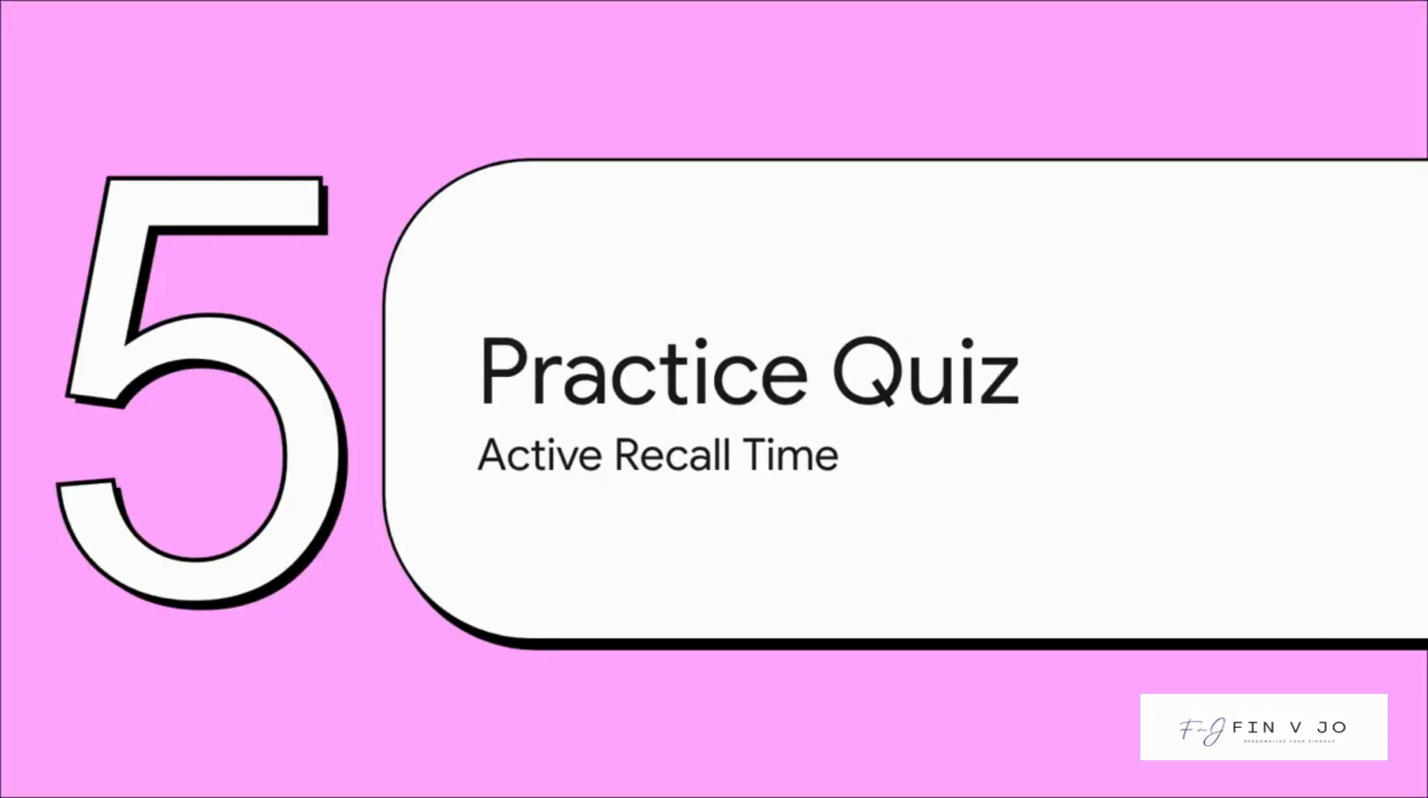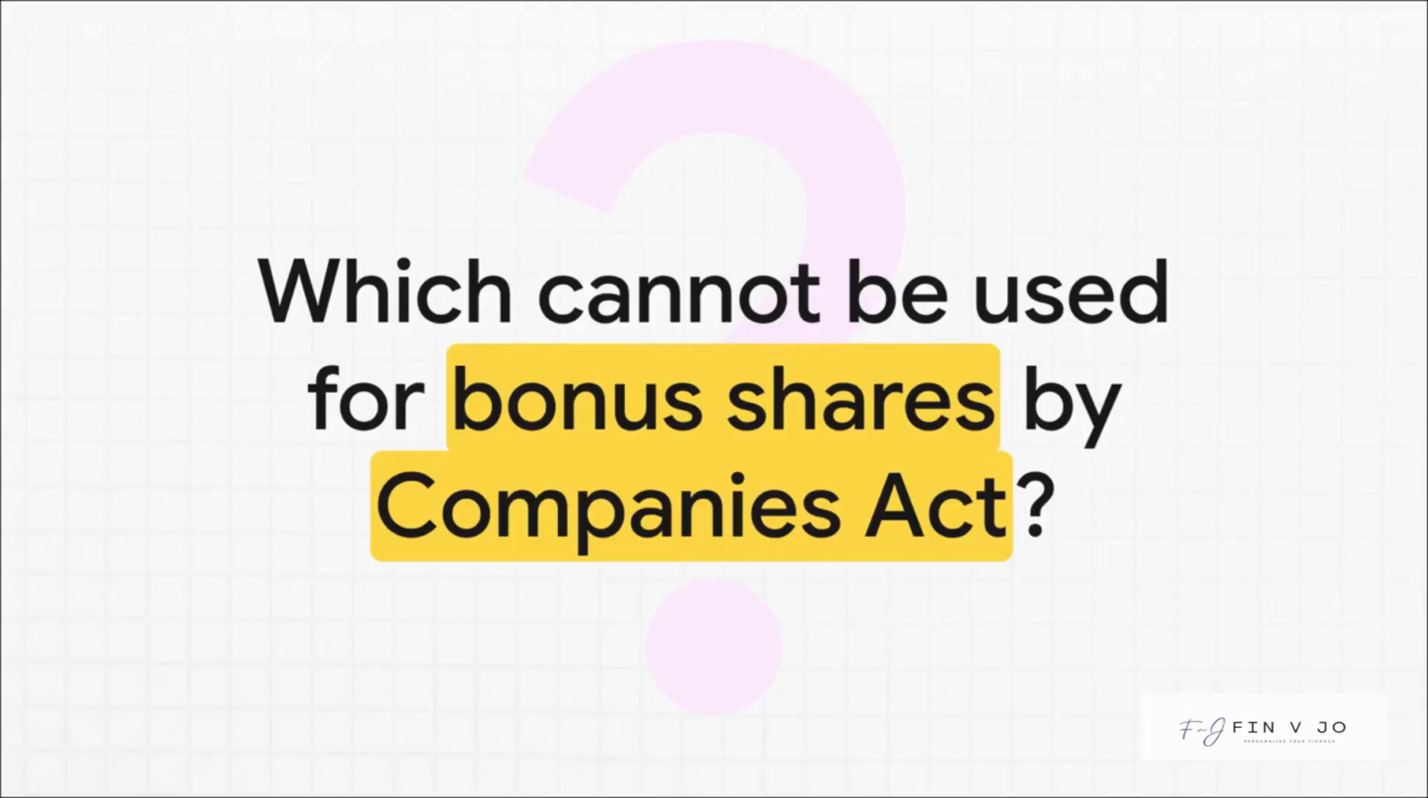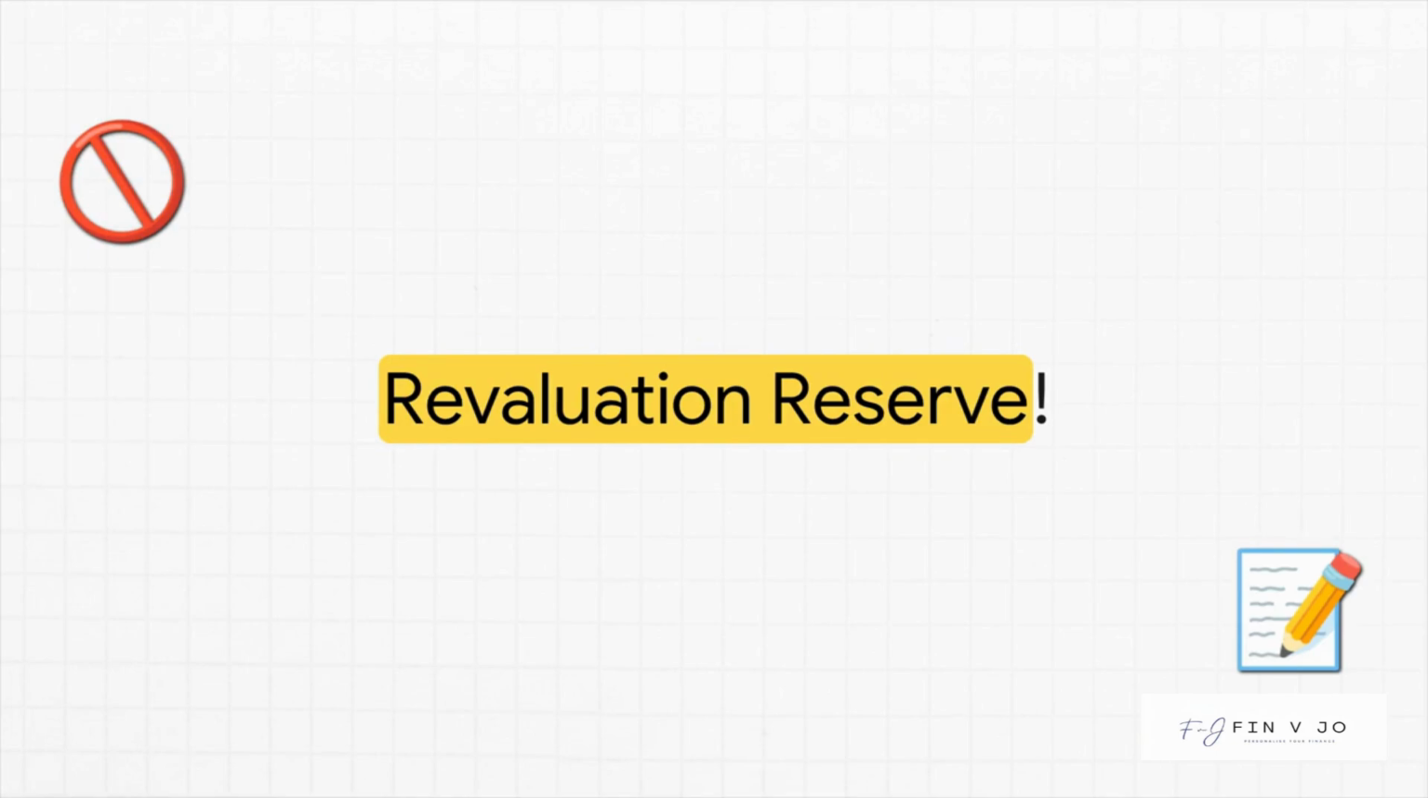Okay, Section 5, Capitalization Practice Quiz. It is active recall time. Let's see what's stuck. Question 1, pulled straight from our source material. Which of the following cannot be used for the issue of bonus shares as per the Companies Act? Is it the securities premium account, the capital redemption reserve, or something else we discussed that is strictly forbidden? Lock in your answer. Got it? Yes, the revaluation reserve. Remember our crucial point from earlier? You absolutely cannot issue shares against paper profits. Simply revaluing an asset does not give you the legal right to issue bonus shares.